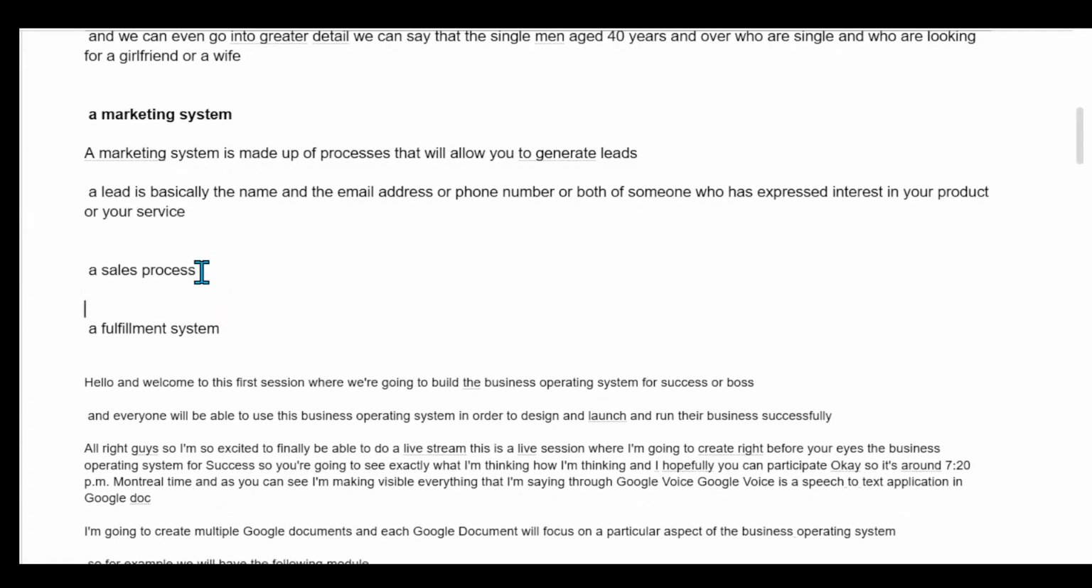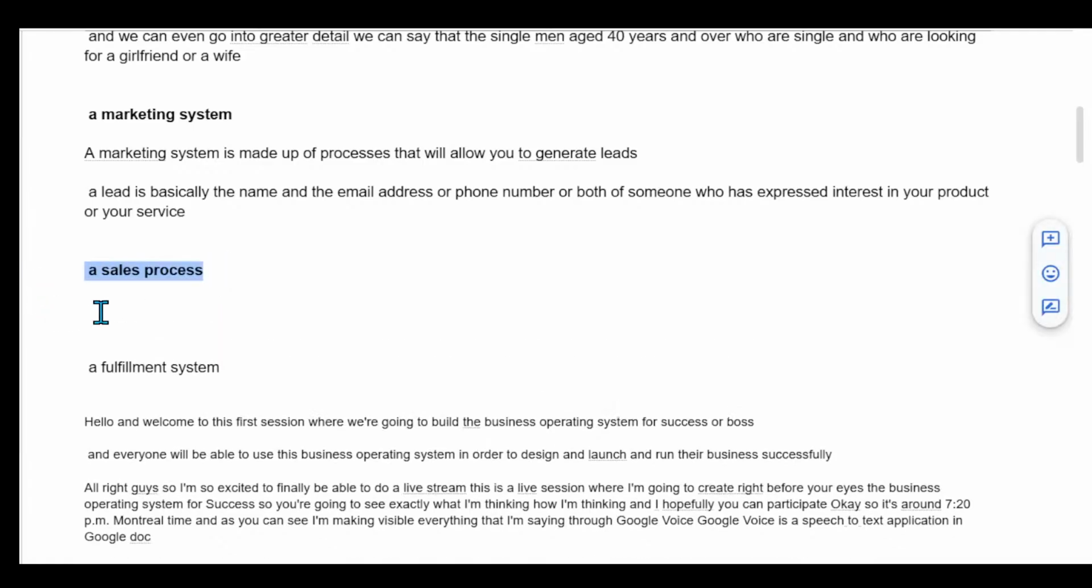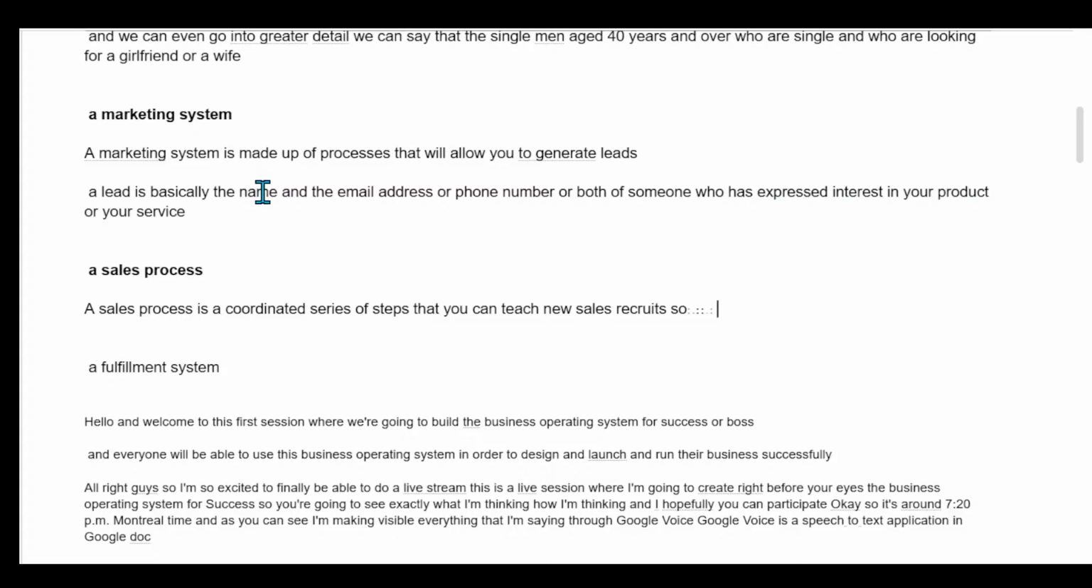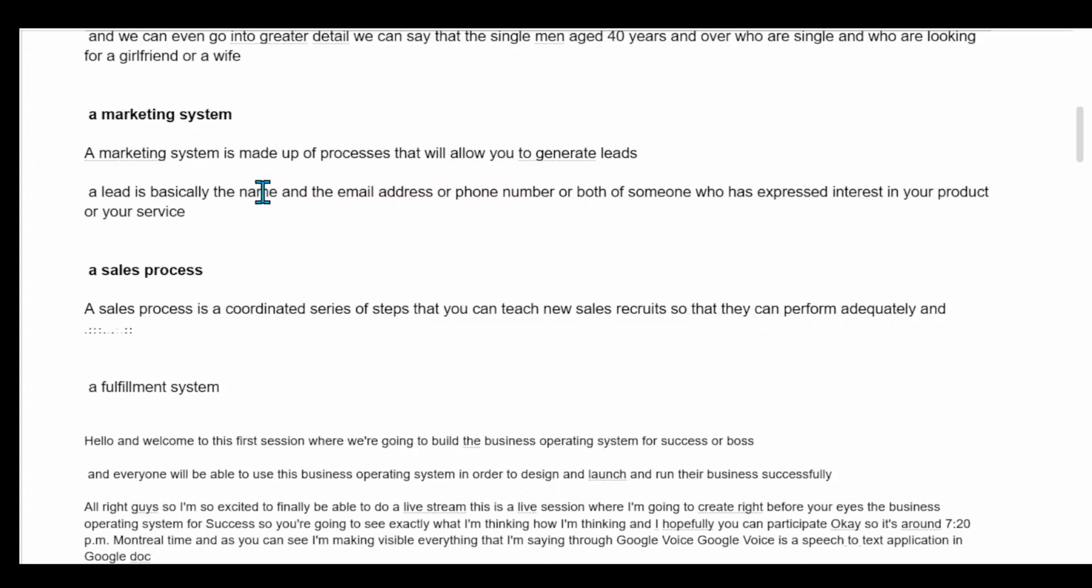So over here, you've got to have a sales process. Selling is not something that you say or something that you do when you feel like doing it. It's got to be a process that you develop, you document, and eventually you can train salespeople. A sales process is a coordinated series of steps that you can teach new sales recruits so that they can perform adequately and convert leads into paying customers.